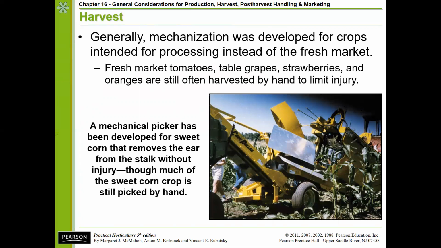So this is mostly for crops that are intended for processing. The fresh market crops themselves are still harvested by hand in order to limit the injury. In some cases, there have been mechanical pickers that are able to limit injury for particular crops, like pictured here for sweet corn. There is a mechanical harvester out there, although a lot of it is still picked by hand.